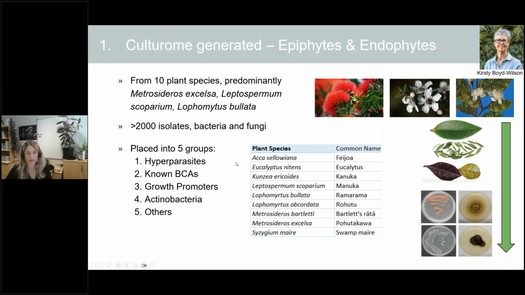We placed them into 5 groups based on correlation with known literature, so whether they were likely or whether they were taxa with similar identities that were known hyperparasites, known biocontrol agents, known growth promoters. We put actinobacteria in their own class, and then others, which captured everything we didn't classify.